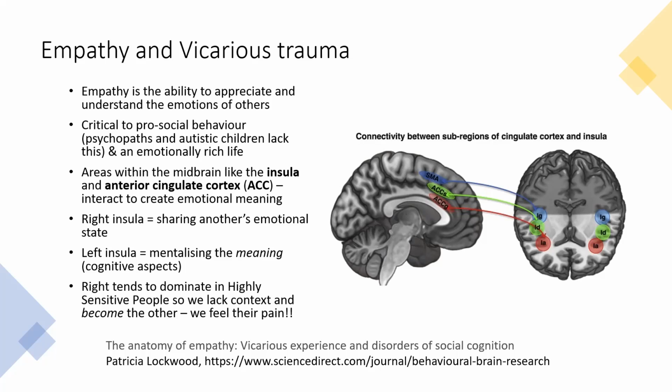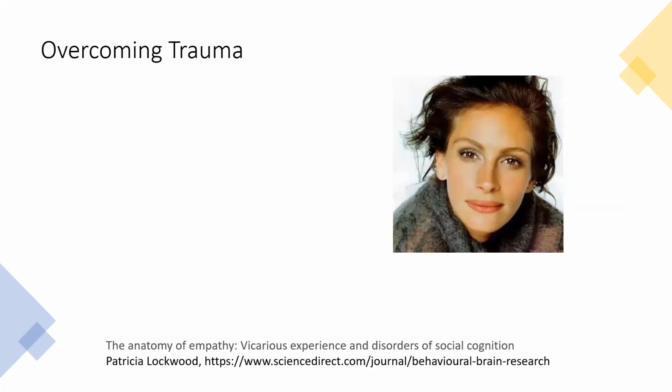So the problem can be, though, that we over empathize, as I've mentioned before, and instead of having a division between the other person and you, we actually feel their pain as if it's ours. So we become the other, which is clearly an issue. And now I want to finish. My last slide is how to deal with this. And overcoming trauma is all about interpersonal connection. I've got Julia Roberts here, just an example of somebody who kind of looks kindly.